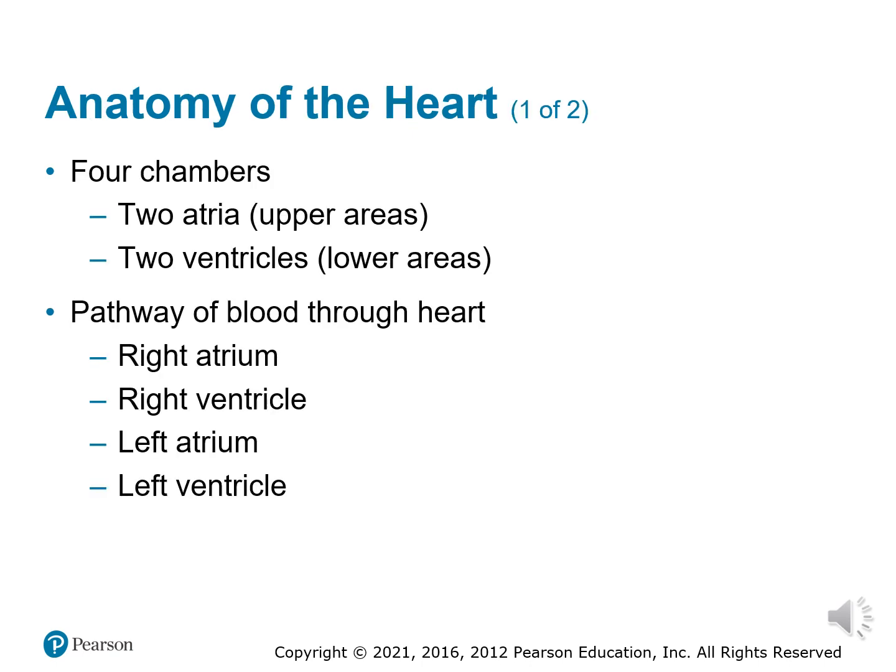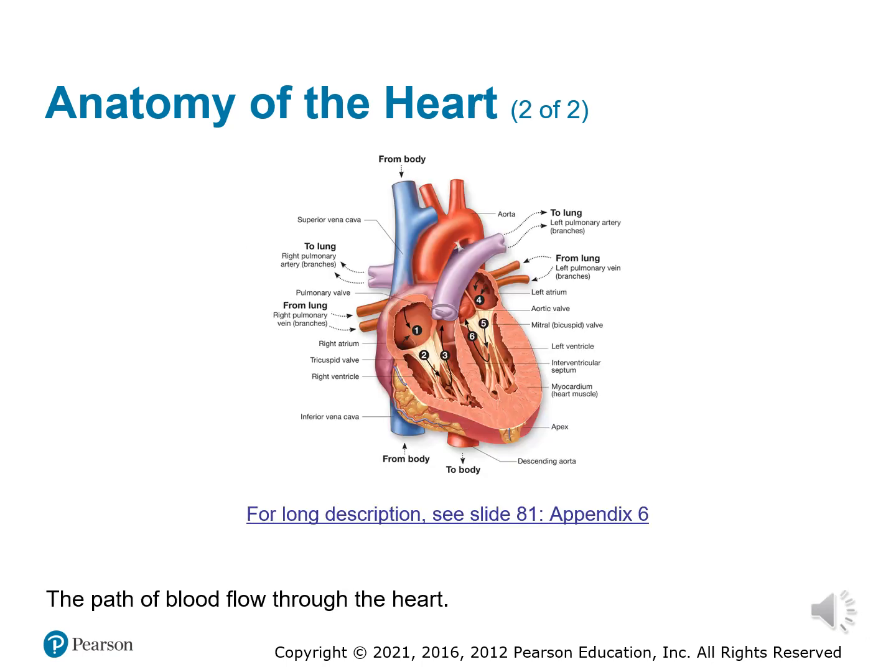In the anatomy of the heart, you're going to see that you have 4 chambers. You have 2 atria, which is in the upper area, and 2 ventricles in the lower area. The pathway of blood through the heart is the right atrium, right ventricle, left atrium, and left ventricle. To know how this works is going to very much benefit you in your testing processes. Here's how the path of blood flow goes through the heart.